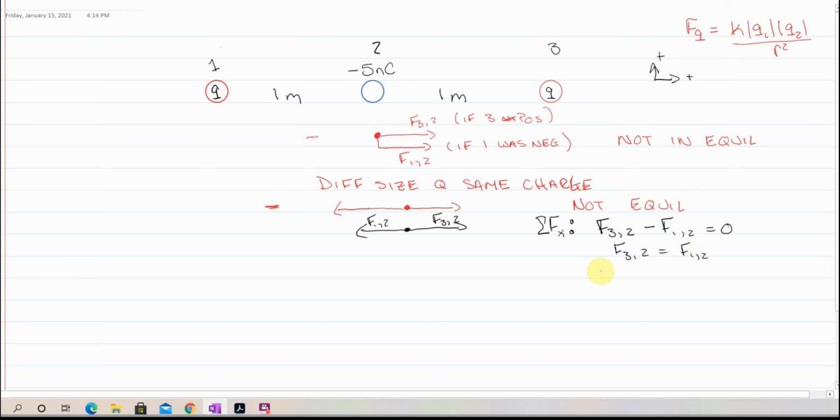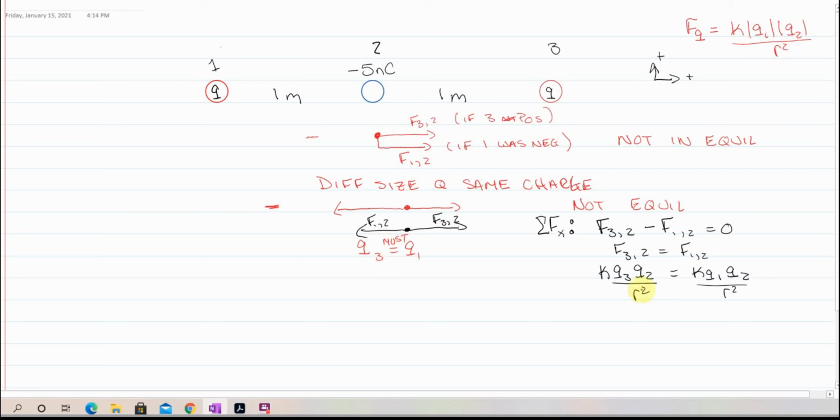And now I can put in Coulomb's law. So I'll have K Q3 Q2 divided by R squared equals K Q1 Q2 divided by R squared. And this is the part that should have been the red flag in my head to say that we were focusing on the wrong two charges. Because when I look at this, what did we decide? That Q3 must equal Q1. And this is a must.